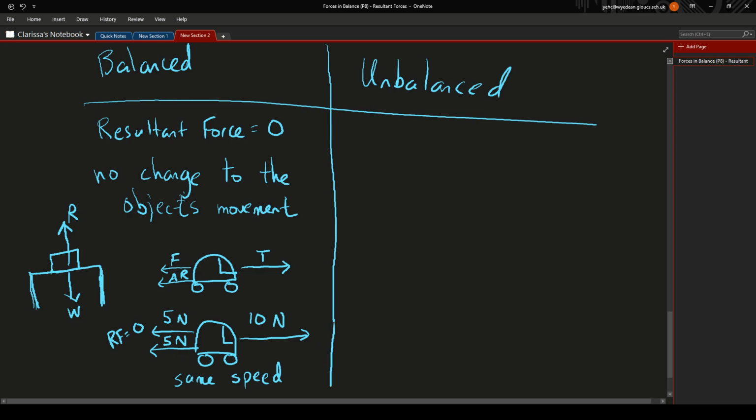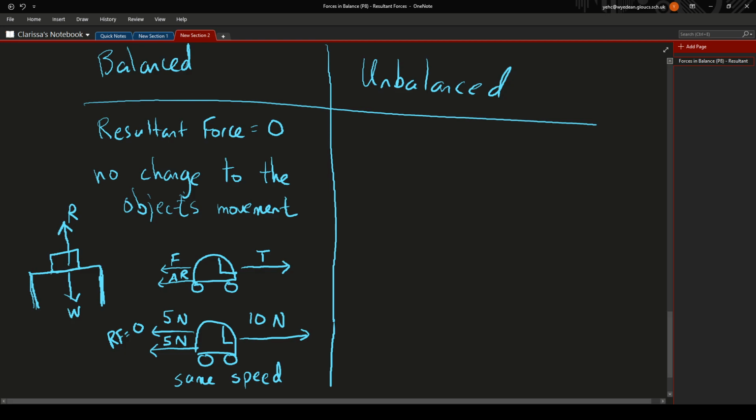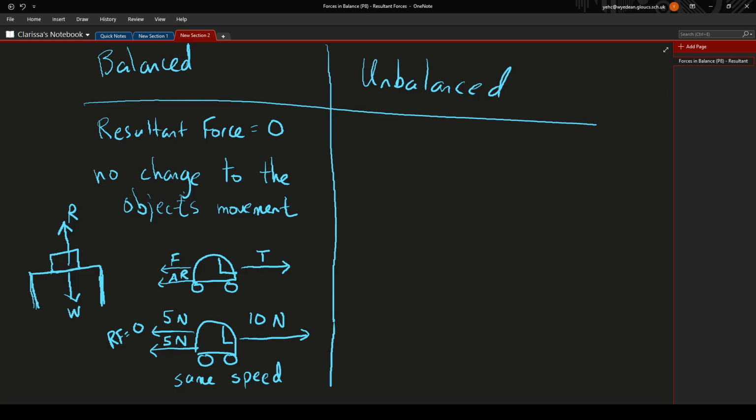And so when it comes to balanced forces, it's not that objects are fully stationary if it's balanced. It's that whatever that object is doing, whether it's moving at a certain speed or whether it's being completely still, if there is no resultant force that is not 0, it's not going to change its movement.